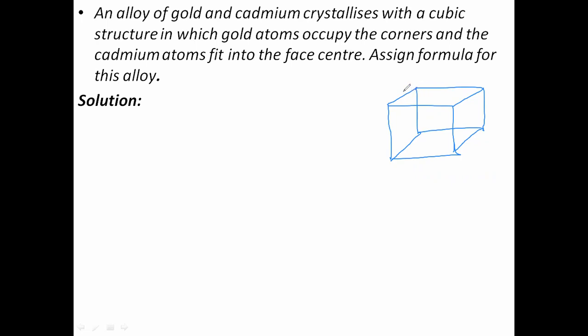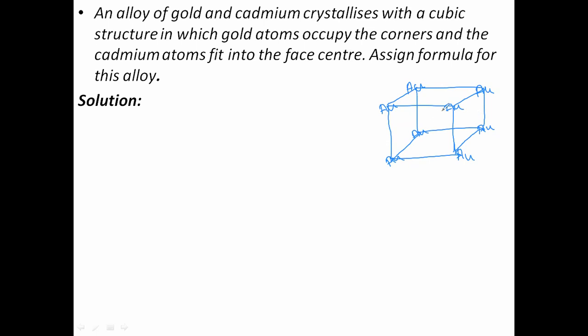So what they are saying is the structure where the gold atom occupies the corner. Gold is Au, so let me write Au in the corners. Gold atom is present in the corner: Au, Au, Au, Au, over here it's Au and it's Au. So in the corners we have gold, and the cadmium atom fits into the face center. So the cadmium atom is in the face center.